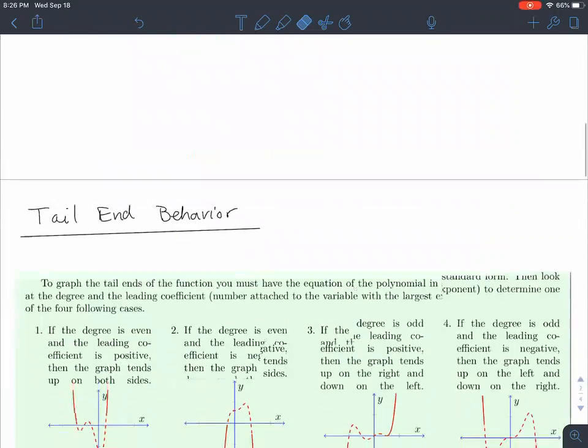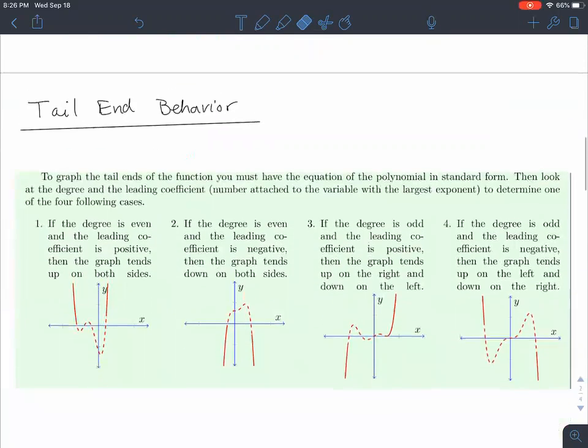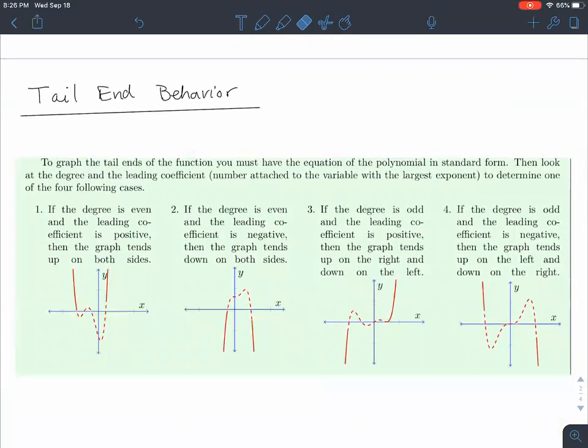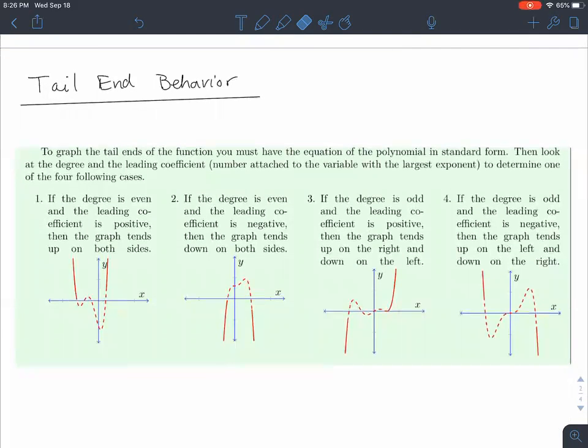Okay, so now that we really understand what polynomials are, let's talk about tail end behavior of polynomials. So I want you to take a moment and pause the video and read this box so that you can understand how to determine the tail ends of a polynomial. Okay, so go ahead and pause and read the box, and then when you're done, come back.